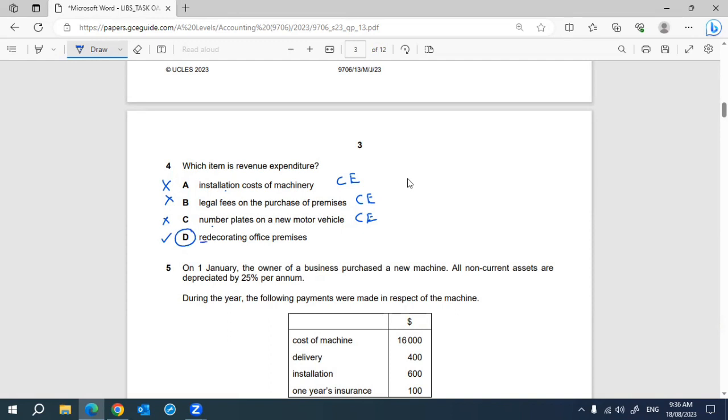So the word re tells you that you're doing it again. So you're kind of like maintaining, you're not adding value to the office premises, but rather spending on revenue expenditure. So therefore, the answer is D.